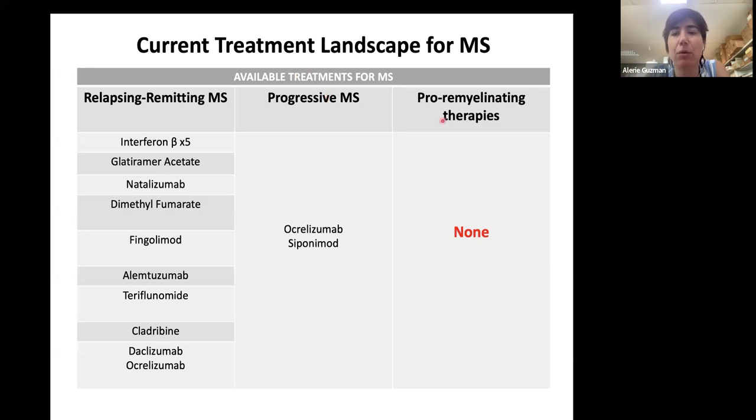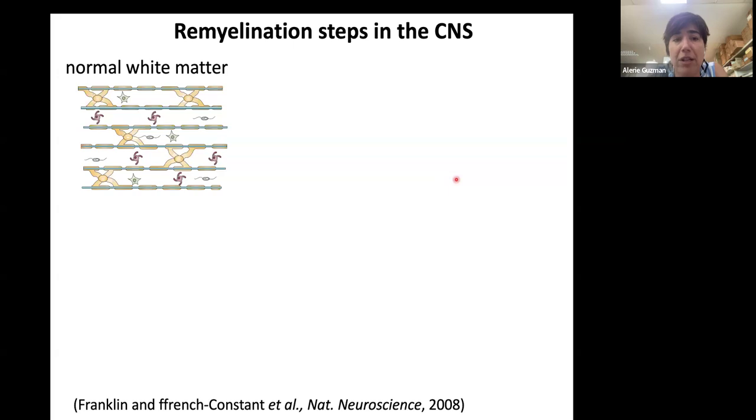So as I said, there are no therapies that really slow or stop the disease. And currently we have no therapies that enhance myelin repair, which is the most potent neuroprotective mechanism that we have to protect axonal health and prevent neurodegeneration. Therefore, my group and others have been focusing on trying to understand how remyelination happens and how we can boost this process.